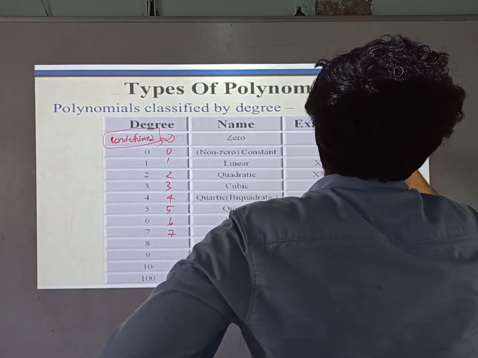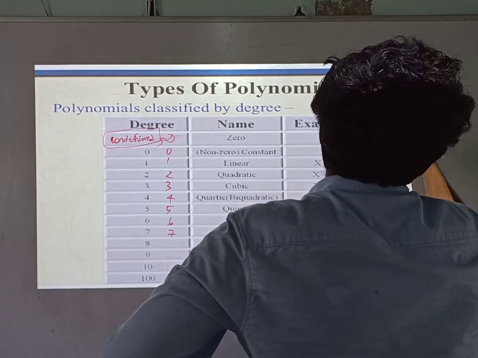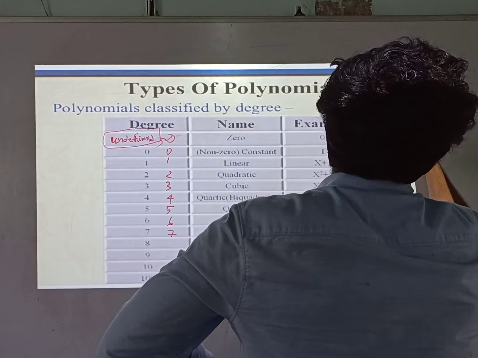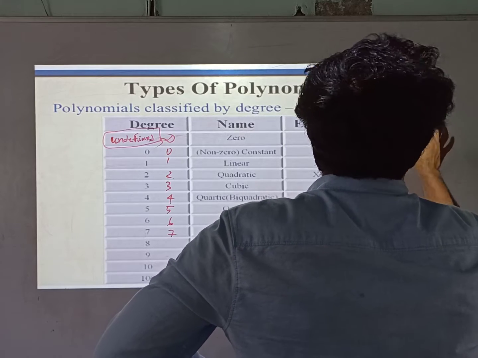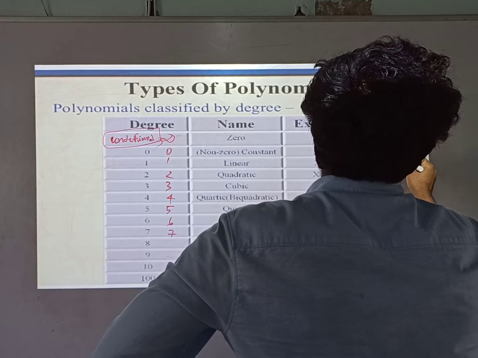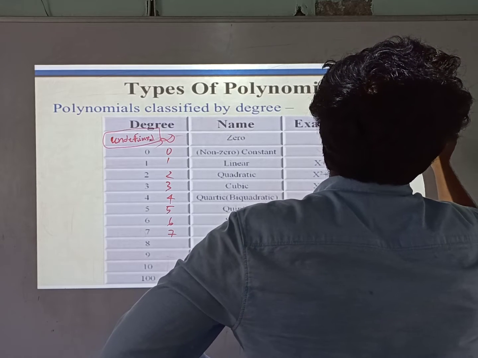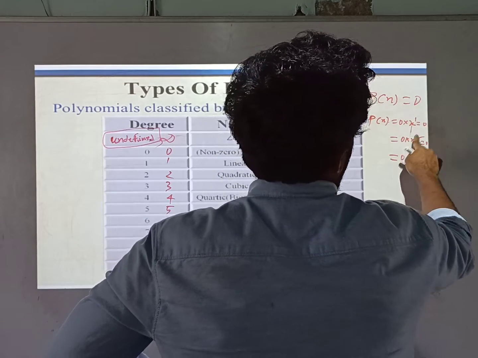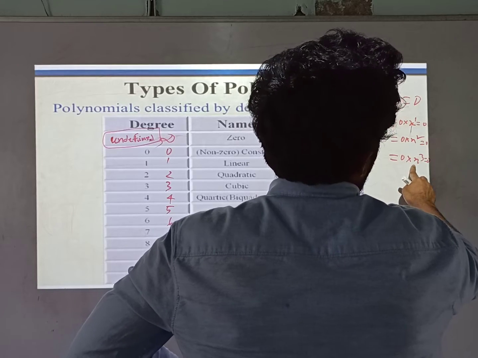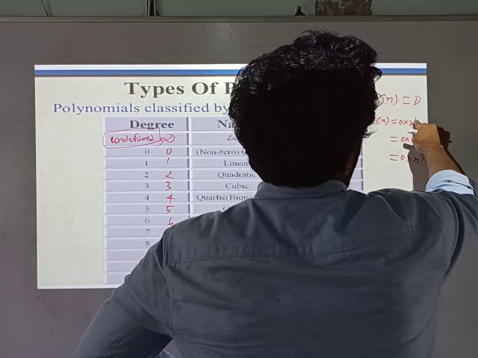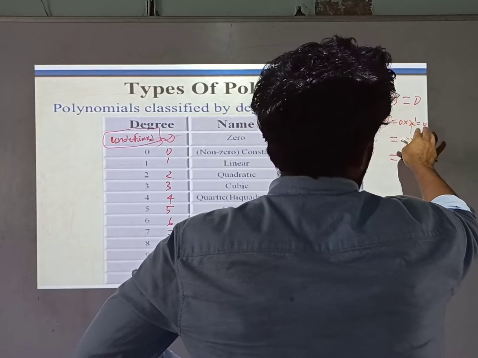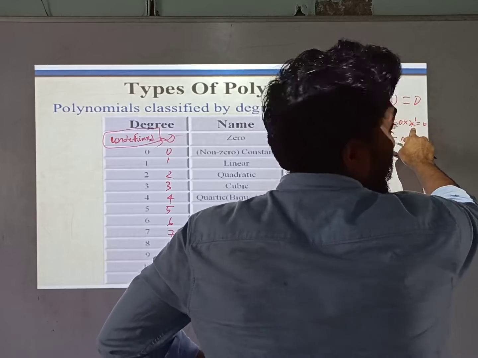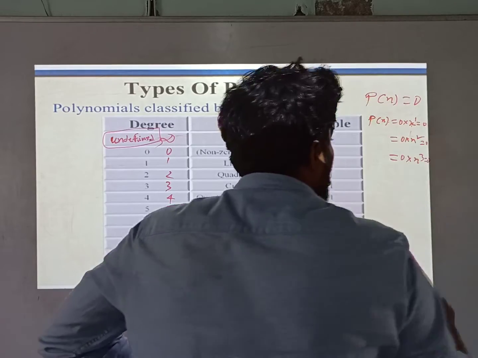Because see one thing, here it is 0, so I can write 0 into 1, that is also 0. I can write 0 into 2, even I can write 0 into x to the power 1, or I can write 0 into x square, or I can write 0 into x cube, and everywhere I am getting 0, yes or not? 0 into x to the power 1, 0, 0 into x square, that is also 0, 0 into x cube, that is also 0. So see here, the power of x is 1. So according to this example, the degree of this polynomial is supposed to be 1, yes or not?